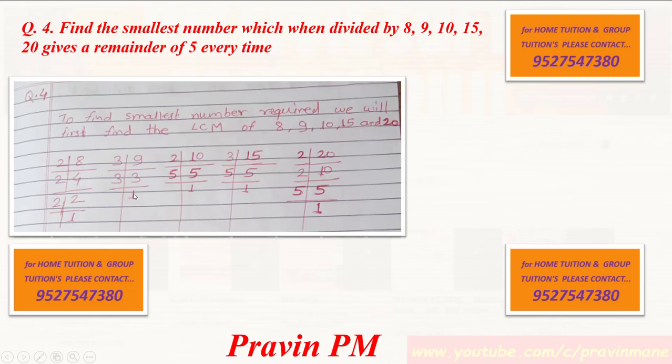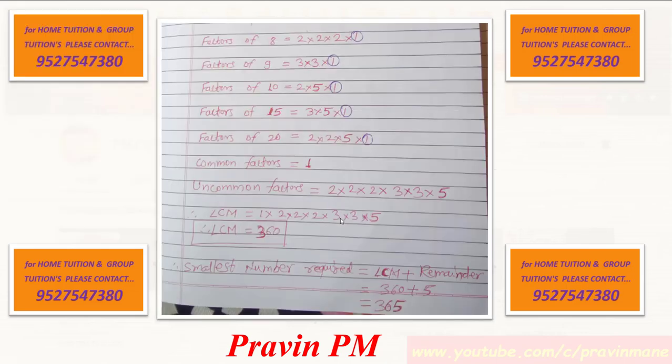Find the factors of 8, factors of 9, factors of 10, factors of 15, and factors of 20. This is step 1. Now step 2. What is step 2? List the factors of 8, 9, 10, 15, and 20. So see, only 1 is common in these, so the common factor is only 1. Now the uncommon factors. So see, 1 times 2 is uncommon, 2 times 2 is uncommon, 3 times 2 is uncommon.